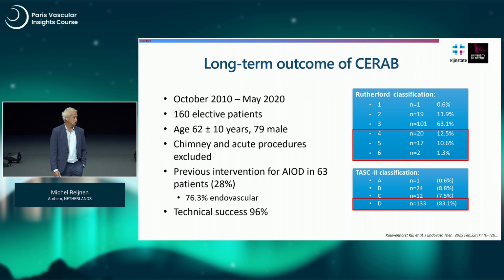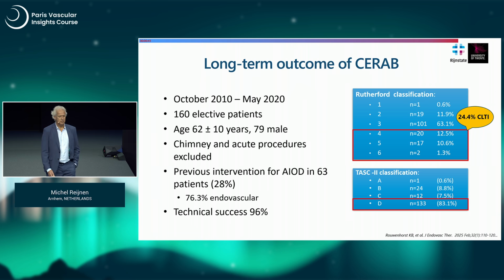From 2010 to 2020, we have treated 160 patients with this technique. They were aged 62, and about 50% were female. Interestingly, about 28% of them were treated before in the area that we treated with CERAB. And 24% were CLTI. So we're not really the easy cases, particularly since 83% had TASC D lesions. But nevertheless, we get a 96% technical success rate. And it's important to realize these were from the first patient that we did, so not a single patient was excluded for this analysis.